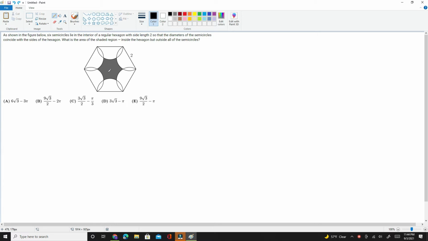As shown in the figure below, six semicircles lie in the interior of a regular hexagon with side length 2, so that the diameters of the semicircles coincide with the sides of the hexagon. What is the area of the shaded region inside the hexagon, but outside all the semicircles? So the first step in doing this problem is to split up the hexagon into 24 triangles. Once you split it up into 24 triangles, we can find the shaded area by easily computing from there. So let's start drawing that out.